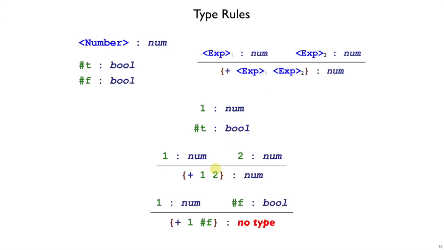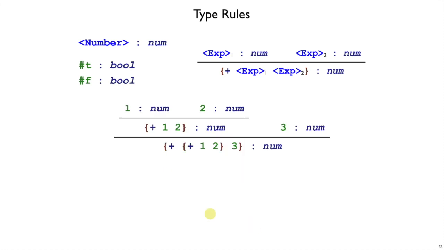If, on the other hand, we had plus 1 false, and we try to do that matching, it doesn't work out. Because we have plus 1 false, we make a recursive call on 1 and get back number. We make a recursive call on false and we get back bool. And now we have num and bool, which does not match this pattern, num and num. Therefore, we can't put num at the bottom here. And again, when I write no type, that doesn't mean we return no type. It just means we can't make the tree. The trace doesn't work, so this expression has no type.